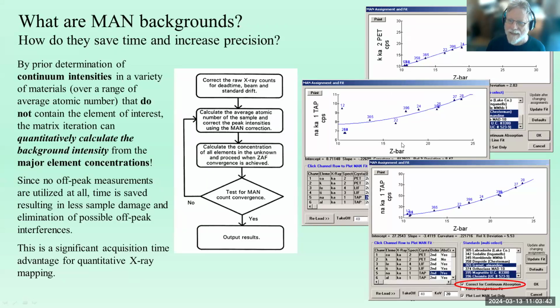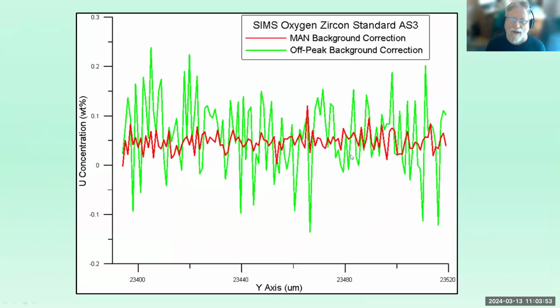The example here in the middle is sodium K alpha not corrected for continuum absorption. And then once we correct it for continuum absorption, we get a very nice curve, as you can see here. And in fact, here's a comparison looking at uranium concentration as a trace element in a material. We measured the material with off-peak backgrounds, and then we threw away the off-peak background measurements and just used the MAN background correction. And you can see we get much better statistics. And that's just the beauty of the MAN correction. You don't need to acquire anything on the unknown, and you get better statistics.